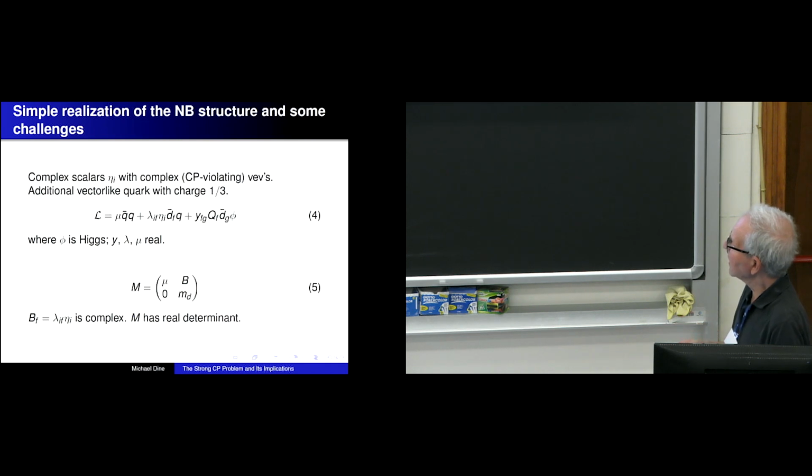Here B comes from this lambda f eta I. Eta I is now the expectation value of this field. And M has a real determinant. So this concoction gives you a 0 theta at the tree level.